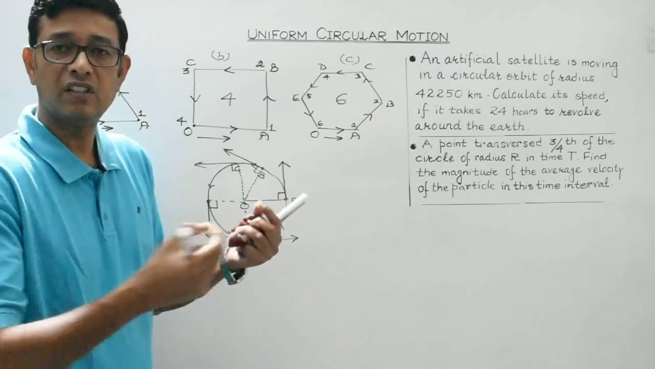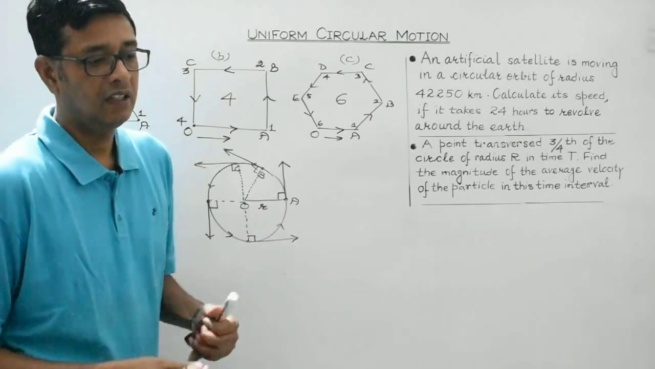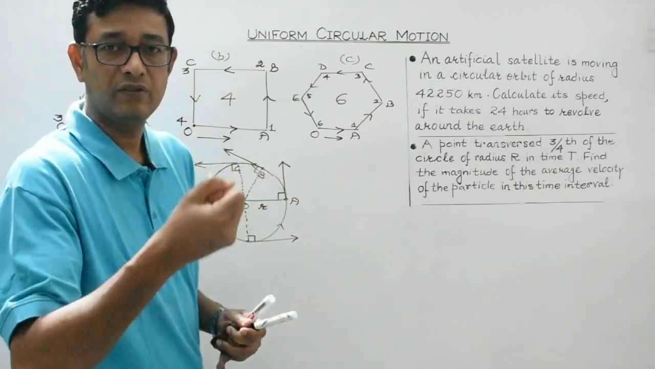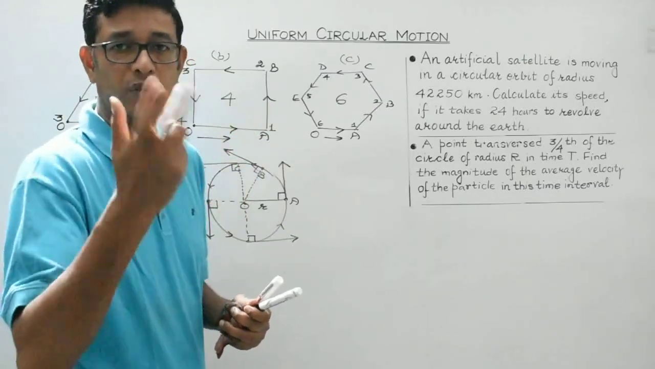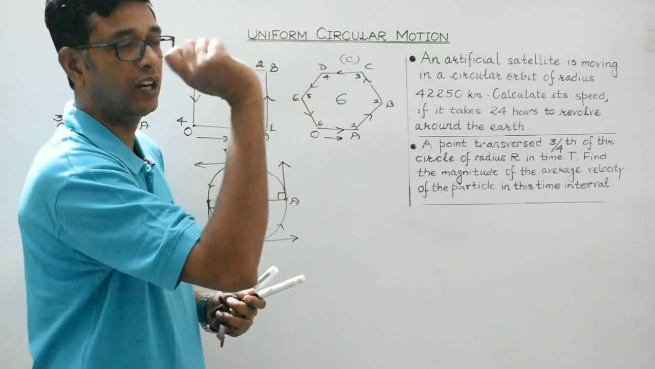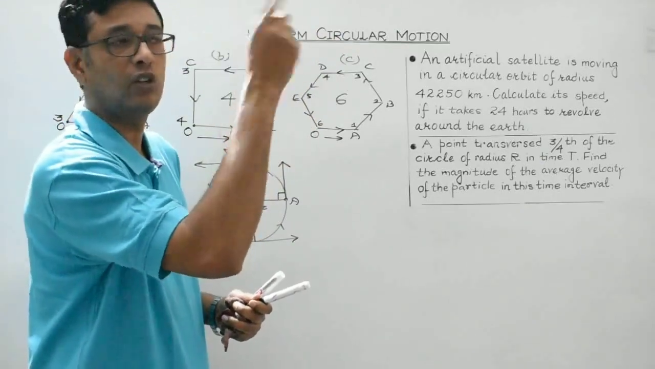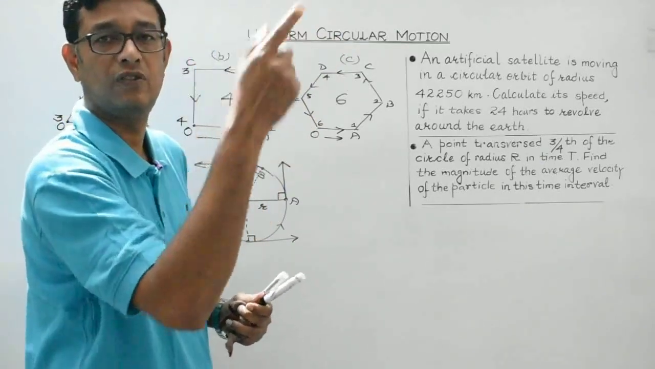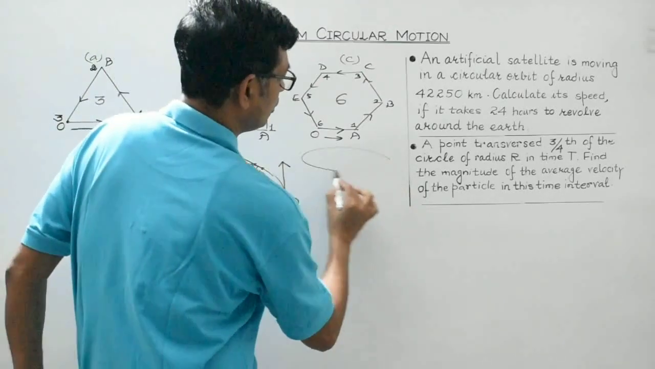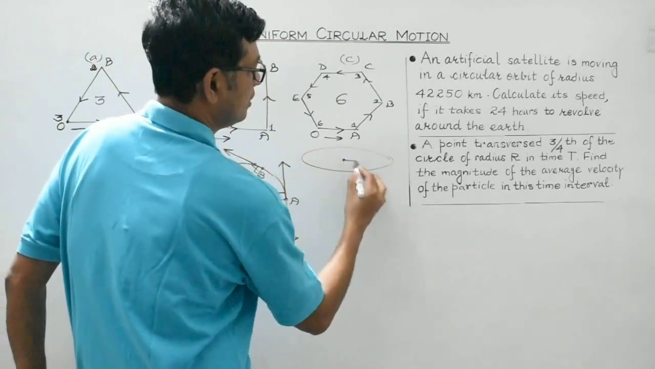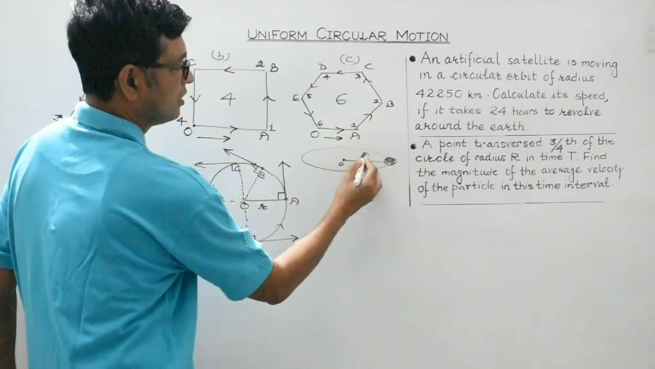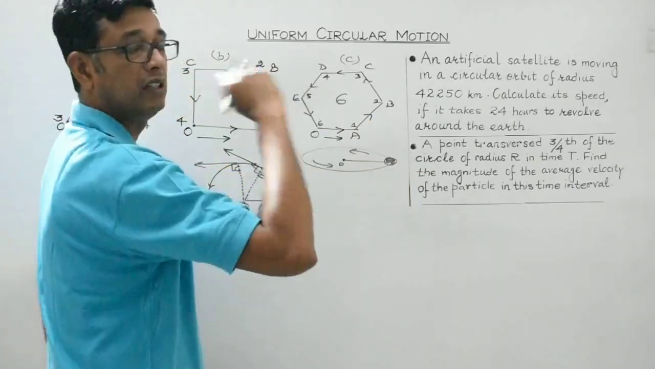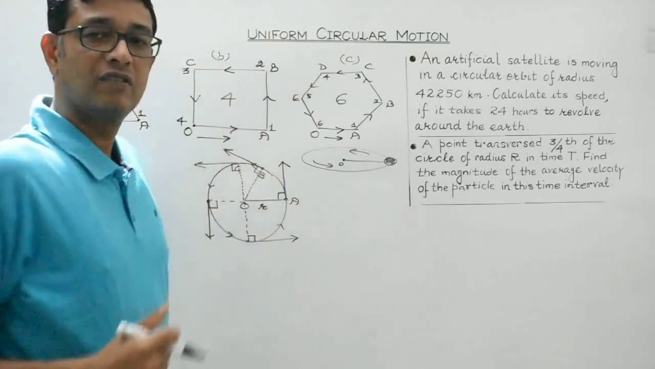Suppose, consider a string and hold its one end with your hand and tie the other end with a stone or a ball and then whirl it so that it follows a horizontal circular loop. Suppose it follows a horizontal circular loop like this. This is the center and this is the stone tied. And just whirl it in a horizontal circular motion.